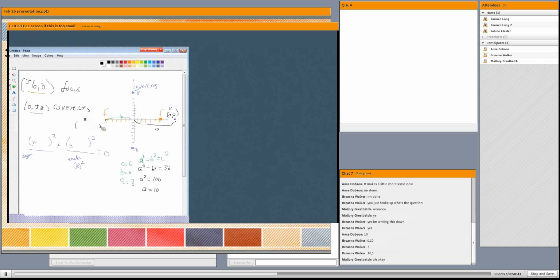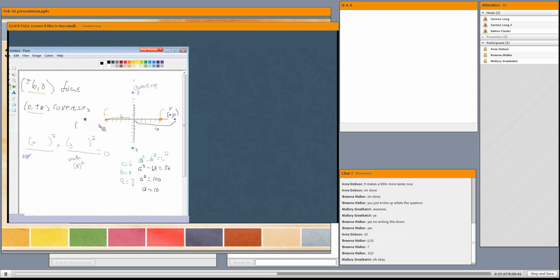Okay, so we've got (x − 0)² over 10² plus (y − 0)² over 8². This is the equation of our ellipse. And it didn't say that we had to graph it, but having the picture graphed and looking at what's going on with the graph just makes it so much easier.